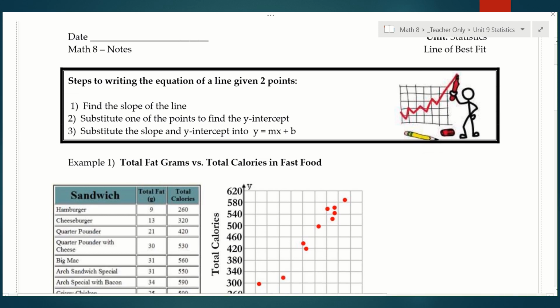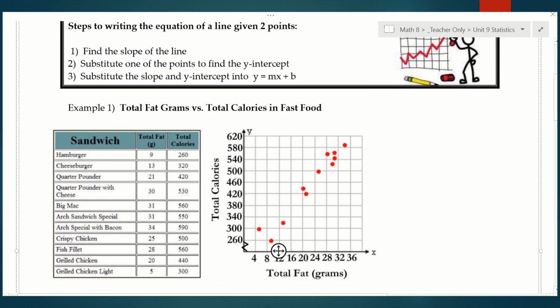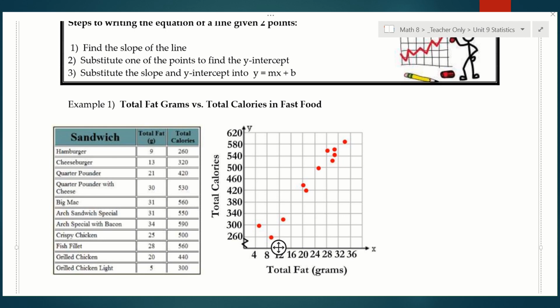Okay, so if you look at the example I have here, this is comparing the total amount of fat with the total amount of calories in fast food. And so our job is to come up with an equation that we think best represents this data. Now, it's not going to be perfect because our scatter plot does not show a perfect line. But the line that we do write the equation of, we can use to make some predictions.